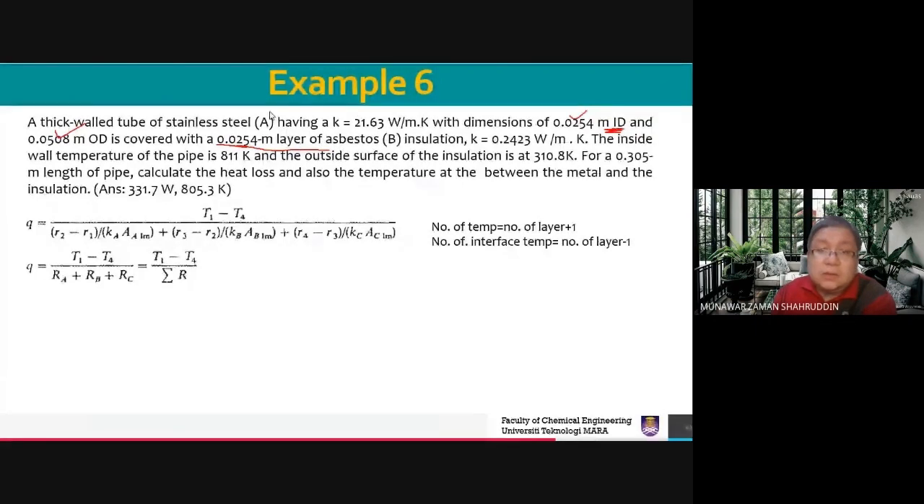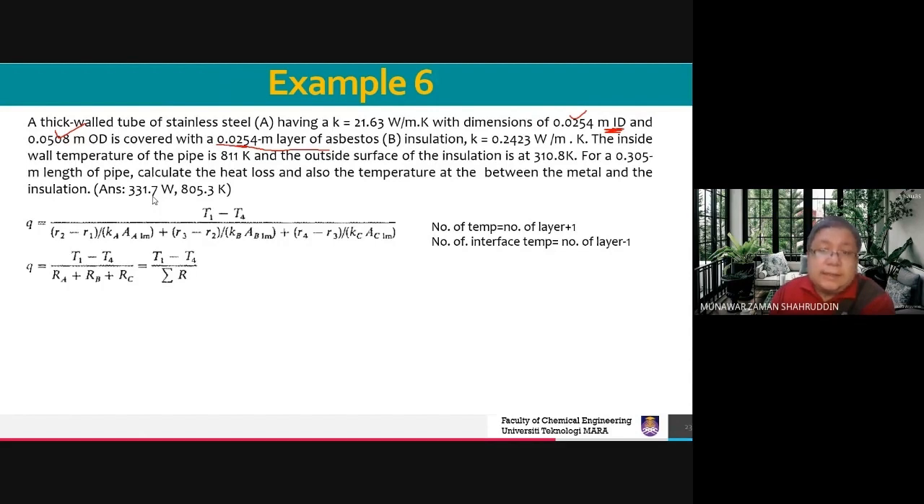Or you can add some more thicker layer of asbestos. You increase the thickness of the layer of asbestos, and you can have lesser heat loss. Okay, you reduce the heat loss. That will be the strategy to avoid the heat loss.